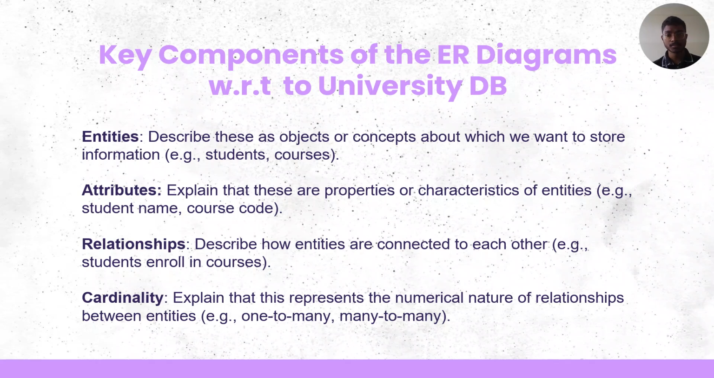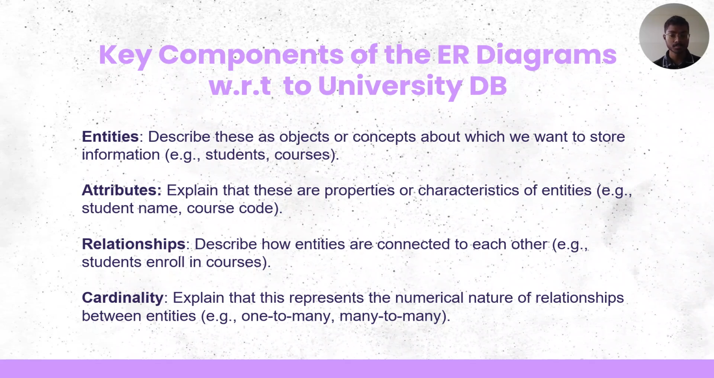So what do entities tell us? They describe the objects or concepts about which we want to store information. For example, a student or the courses. These are the main entities we'll be having here. Then we have the attributes. Attributes explain the properties or characteristics of entities. It can be a student's name, or a student's first name, last name, initial, or middle name. So these are the things an attribute will showcase.